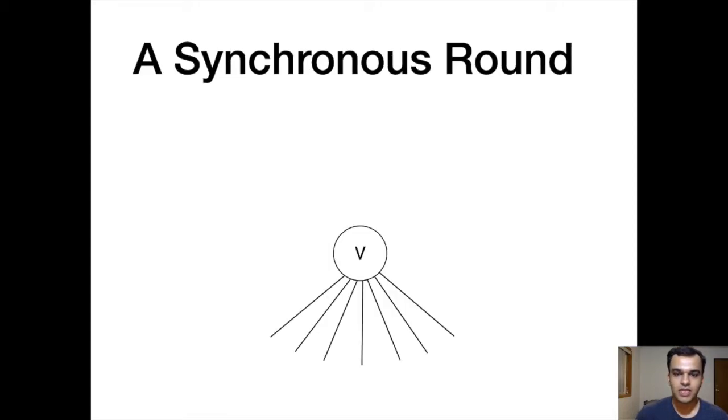A round in the CONGEST model looks as follows. A vertex receives messages from its neighbors, performs some local computation, and sends messages to its neighbors. And all of these messages are restricted to be O of log n bits each.